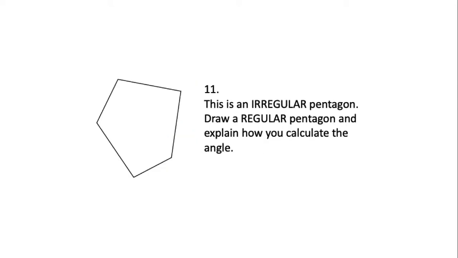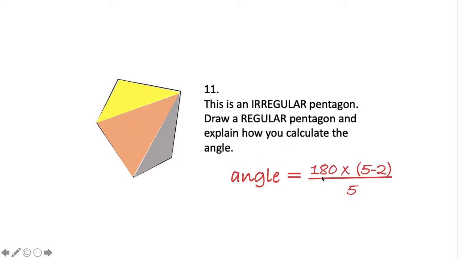Question 10. This is an irregular pentagon. Draw a regular pentagon and explain how you calculate the angle. Okay, well a pentagon's got 5 sides, and starting from a particular point, we can split that up into 3 triangles. And in those 3 triangles, all of the angles are around the edge. So the angles in the 3 triangles are also angles in the pentagon. So the whole thing adds up to 180 plus 180 plus 180. So 180 times 5 minus 2.